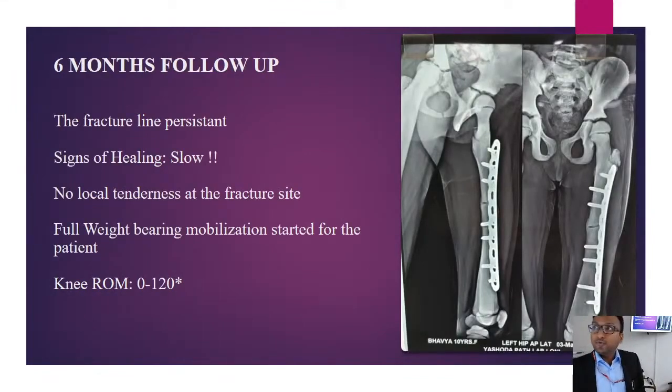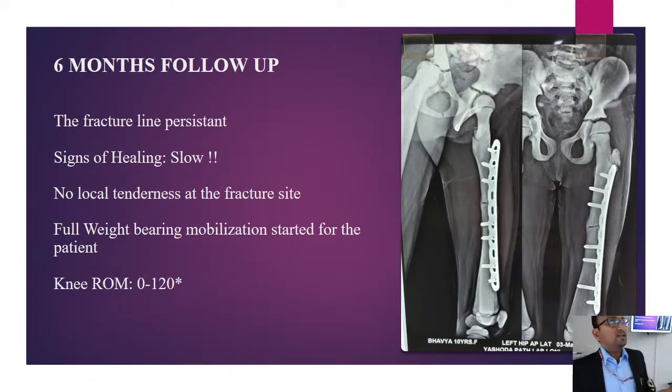At this point of time, we saw that the fracture line was still persistent. Even in adult patients, at normally 6 months, these fractures absolutely unite and it is very difficult to see the fracture line that is seen here. However, this bridging callus here on both the views was the saving grace and that made us happy. Although the healing was slow, it was there and it was happening.